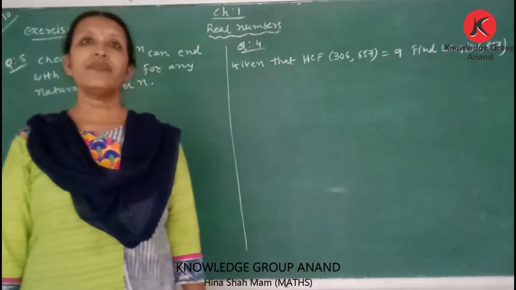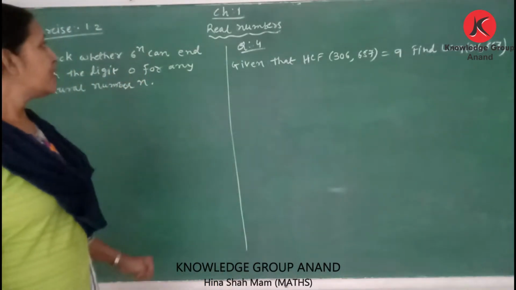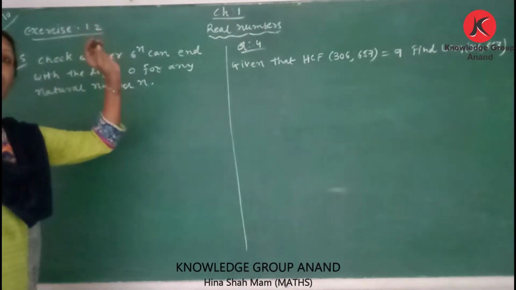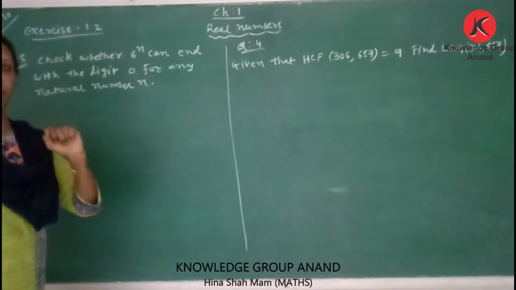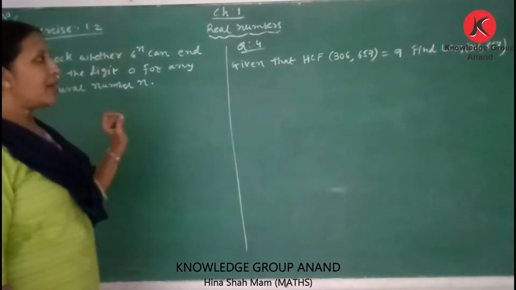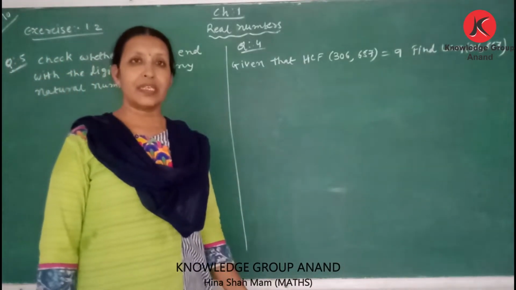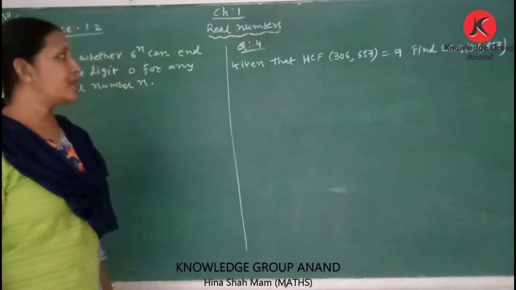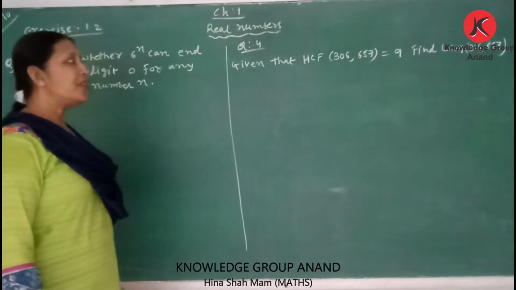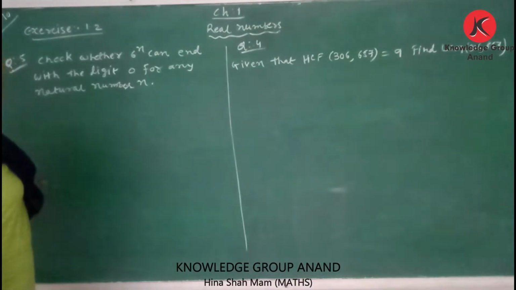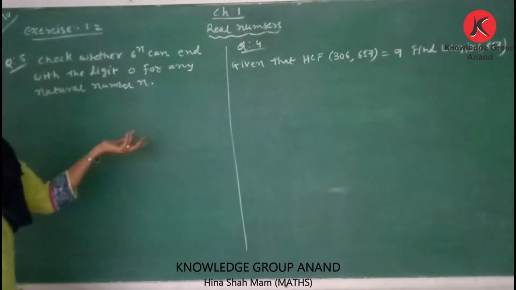In the previous lecture, we learned exercise 1.2, questions number 1, 2, 3, which are prime factorization. Find HCF and LCM by the prime factorization method or tree method, any method we use. Now we start questions number 4 and 5.